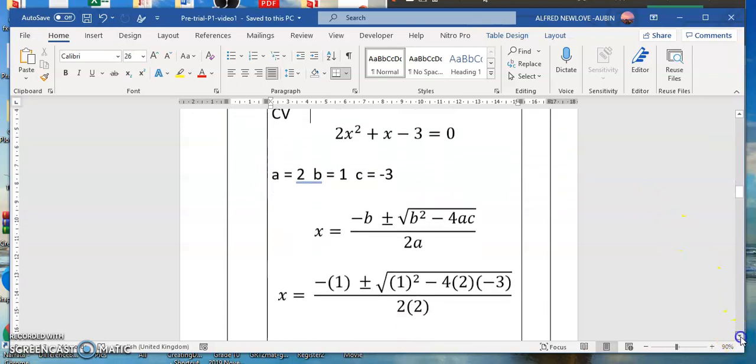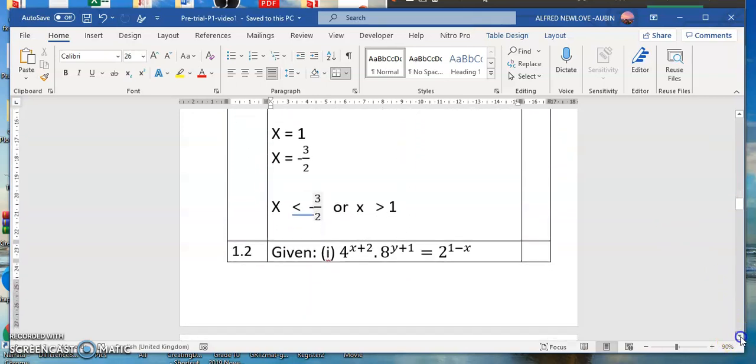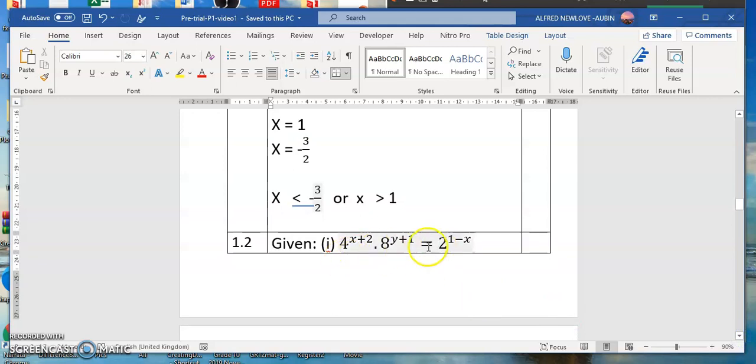Then let's move on to the next question. The next question is this one. We are still solving for x. Given that 4 exponent x plus 2 times 8 exponent y plus 1 is equal to 2 exponent 1 minus x.